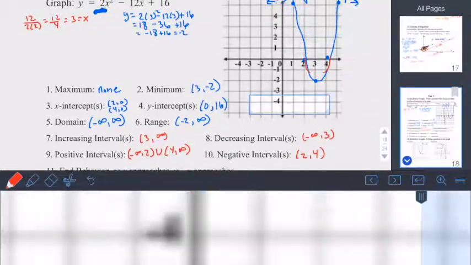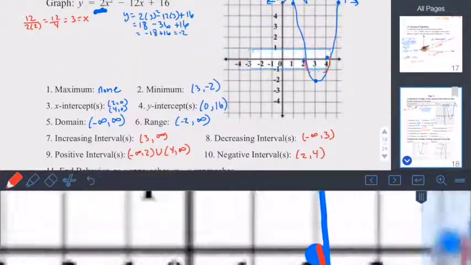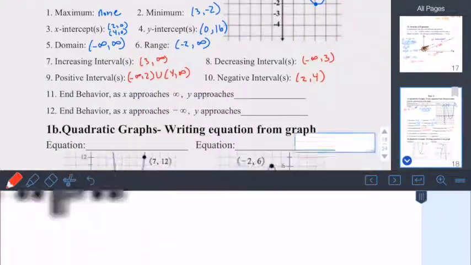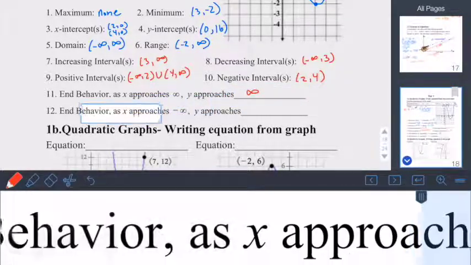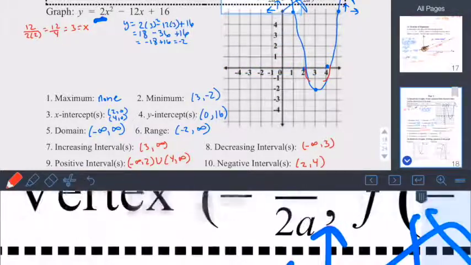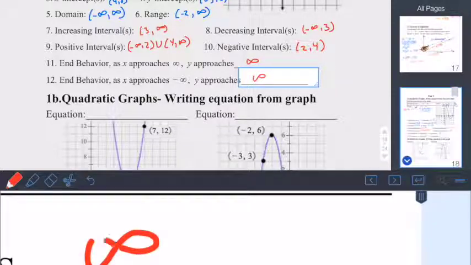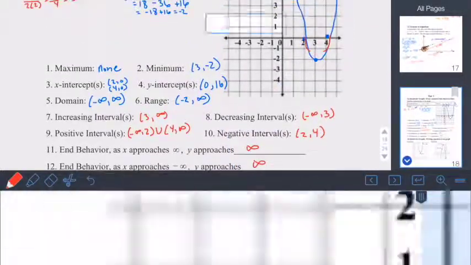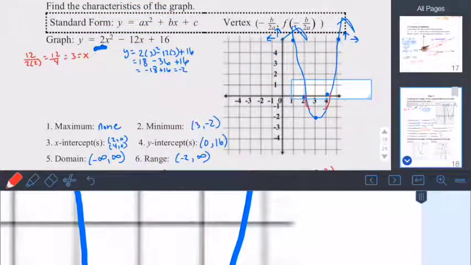And then finally our end behavior, as x approaches positive infinity, so as the x gets bigger and bigger, the y's also get bigger and bigger. So y approaches positive infinity, it's going up. As x approaches negative infinity, x gets smaller and smaller, our y's are still getting bigger, it's going up. So y approaches positive infinity. Okay, notice how these match. If it was a negative a value, it'd be pointing down and they would still match, but they would both be negative.